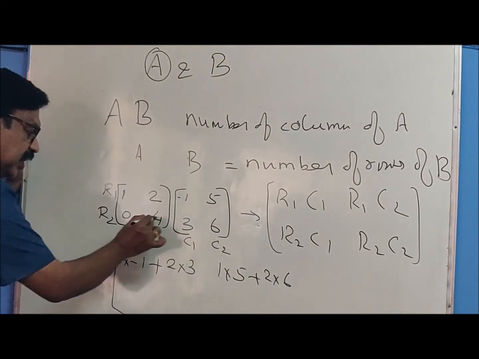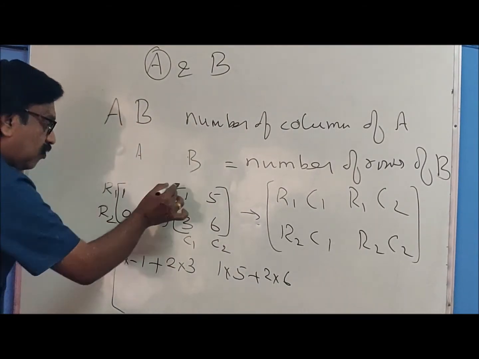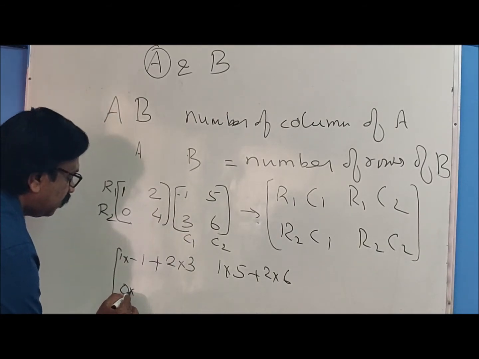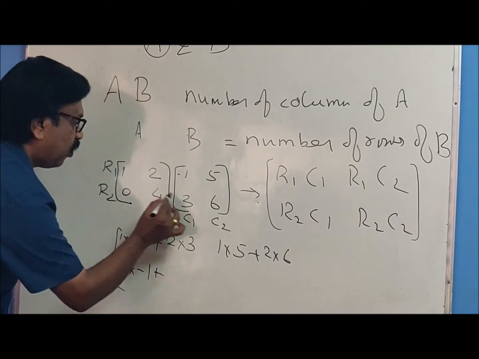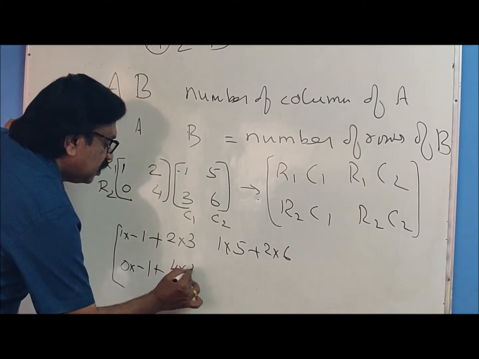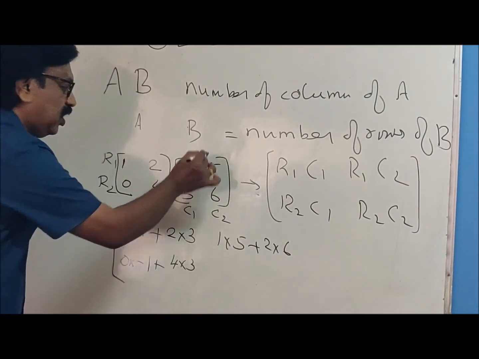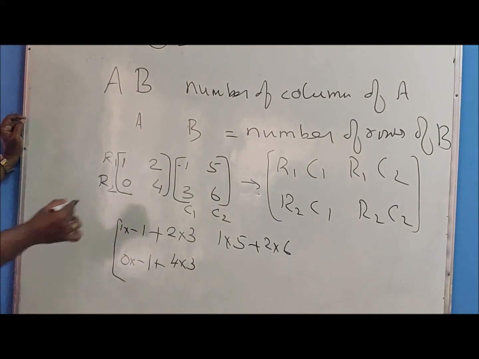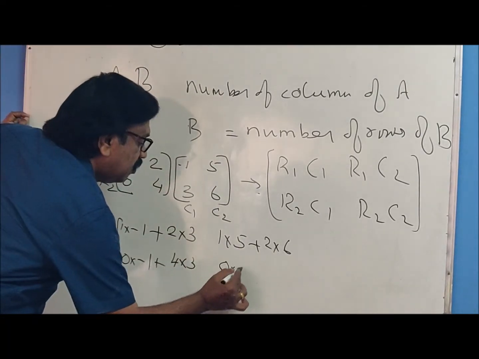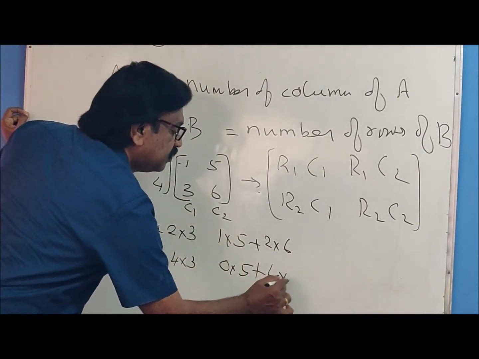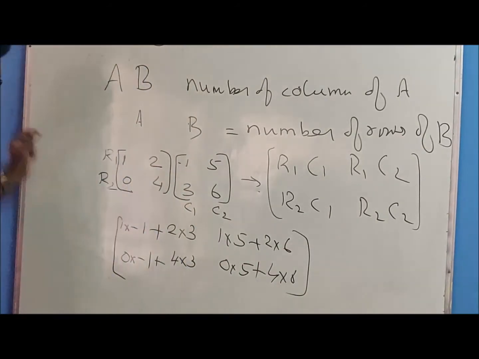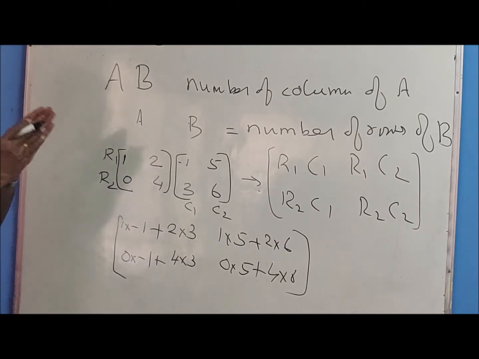Now we will take the second row. Second row and first column: that is 0 into -1, plus 4 into 3. Again, second row and second column: that is 0 into 5 plus 4 into 6. You see, these numbers we can calculate. This is the operation method.